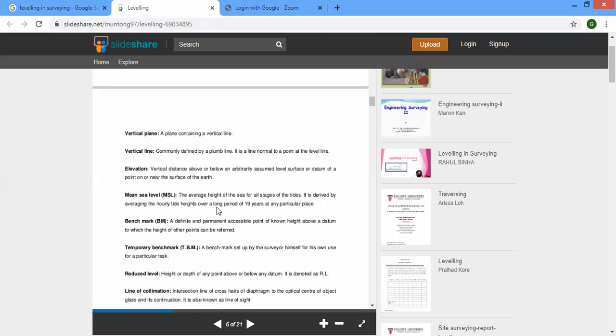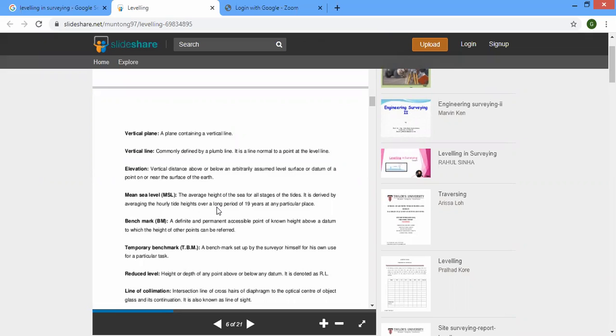Next, mean sea level: the average height of the sea for all stages of the tides. It is derived by averaging the hourly tide heights over a long period of 19 years at any particular place. So mean sea level is fixed for each country. Mean sea level varies from country to country.